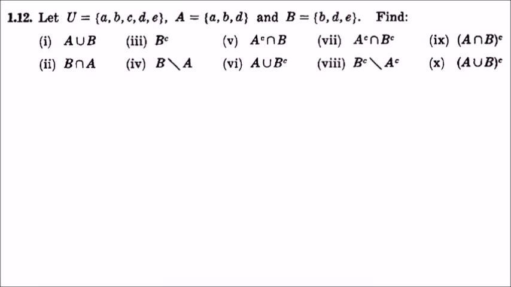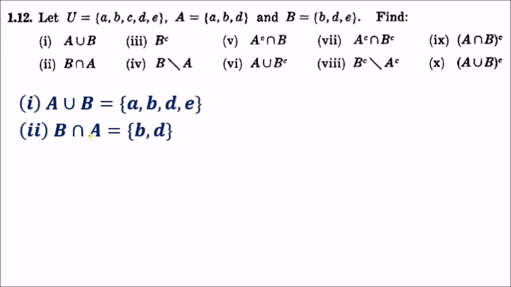Next problem, we have 1.12. Let U equal the set containing the elements A, B, C, D, and E. And then ang ating A may elements na A, B, and D, and yung B may elements na B, D, and E. So find number 1, A union B. Pagsamahin lang natin yung A union B. We have here A, B, D yung A, and B, D, E yung B. So we have here the union A, B, D, and E. Lista lang natin lahat ng union ng elements ng A and B without repeating the same element.